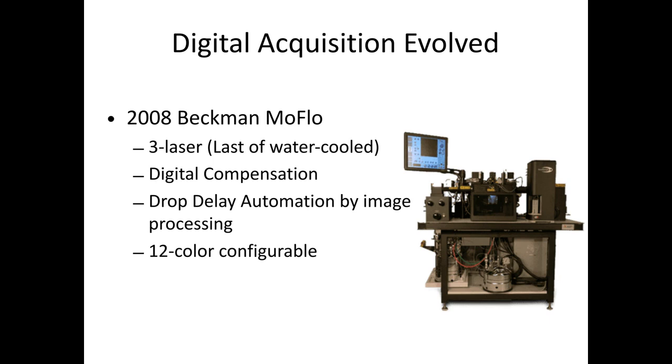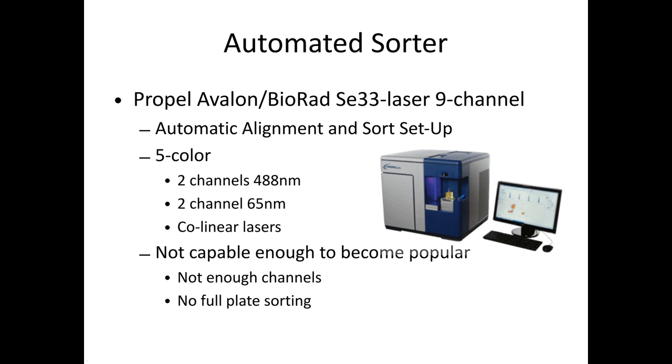And this machine was also open architecture, 12 color, configurable, you put your own filters in. It really was a great workhorse machine. Okay, but then technology was evolving. Along comes the first, I want to say, turnkey automated sorter, the Propel Avalon at the time, or now it became the Bio-Rad S3e. And that was a 9-channel. It was super automatic. Like, you literally turned it on, loaded some beads on, and it QC'd itself, timed itself. It had little servo motors that aligned the nozzle.